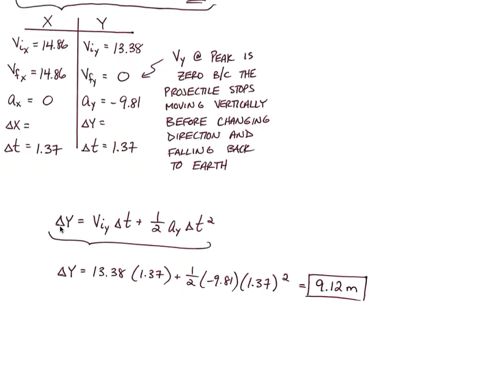I've used this one, so I know that my change in y will be my initial velocity times the time, but the time to the peak, plus 1/2 the acceleration due to gravity, times the time to the peak squared. If I plug all that in, I will find that that object reaches a maximum height of 9.12 meters.